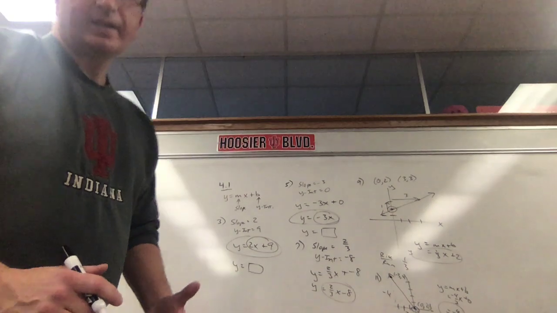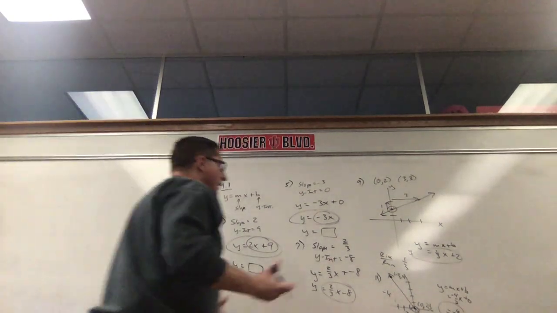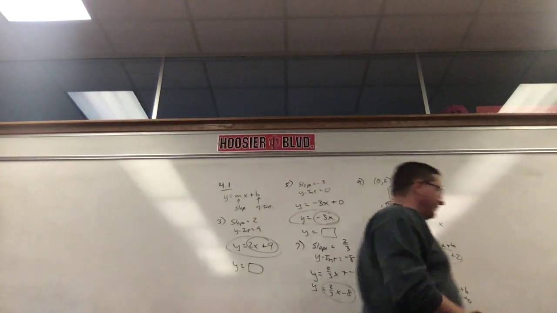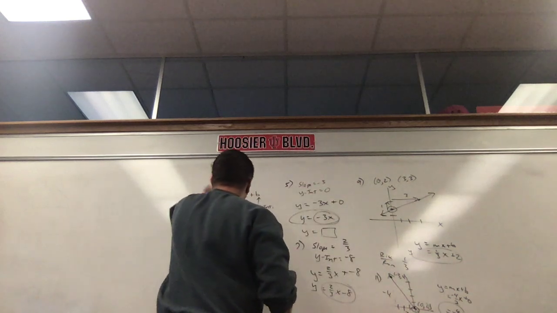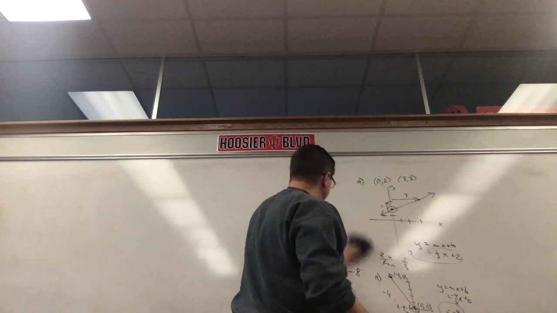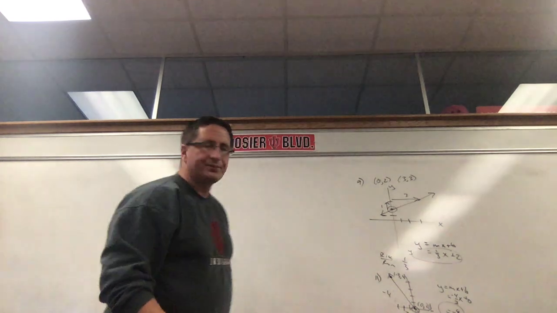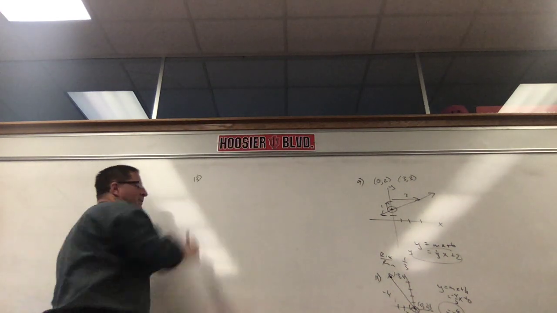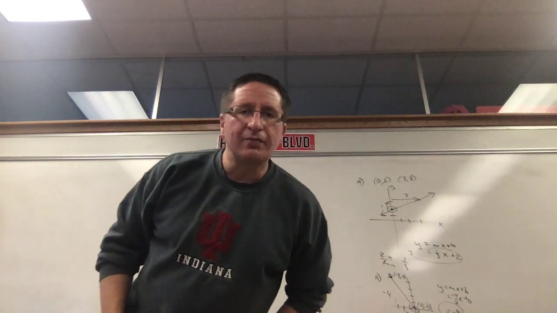Now, when we get to number 13, they don't give you a picture. Now, if you want to draw a picture, you can. There's nothing wrong with that. I'm not going to draw a picture, though. They simply give you 2 points. They give you the points 3, 1, and 0, 10.